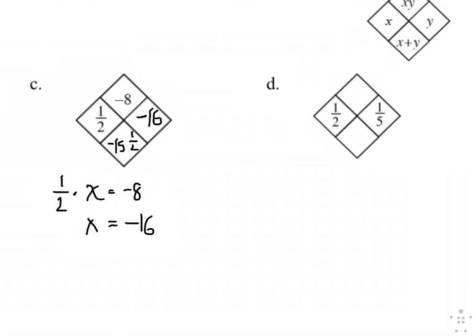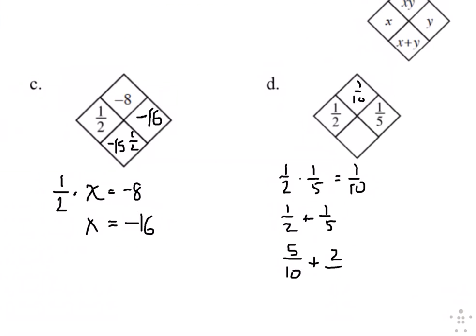Okay, and D, 1/2 times 1/5, right? 1/2 times 1/5 is 1/10, right? So 1/10. But added, 1/2 plus 1/5, I need a common denominator, right? So that's 5/10 plus 2/10. That's 7/10, right? So 7/10 down there. And that's it.